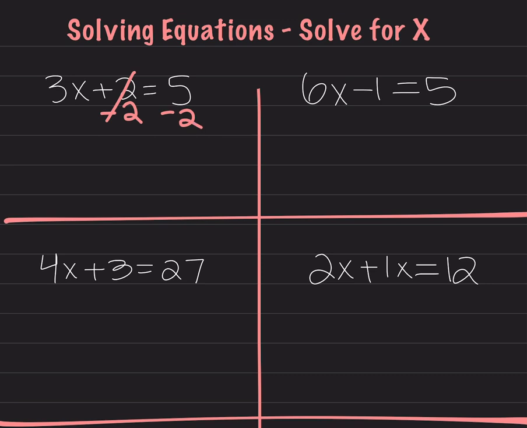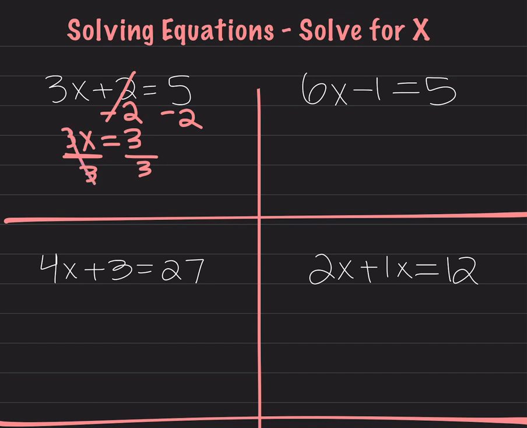Now, on the left side, I just have 3x left over. And then on the right side, I will do 5 minus 2, which is 3. Now, I notice I have all the x's on one side and the rest of the numbers on one side. I will now do the opposite operation being used over here to get the 3 alone, because I need the x alone to solve for it.